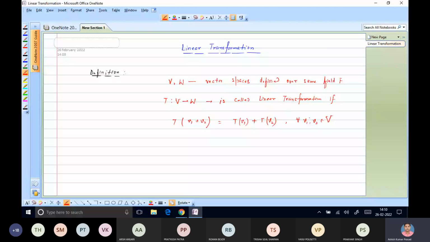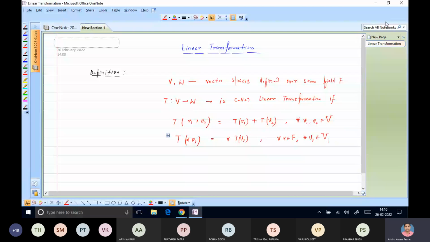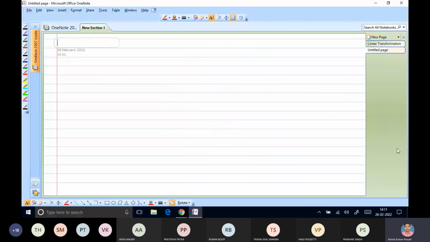And second property is that T image of alpha V1 is alpha times T image of V1. Am I right? And what is alpha? Alpha is a member of field F, and V1 is any member of V. So let us see it using the diagram so that we can understand what is happening.